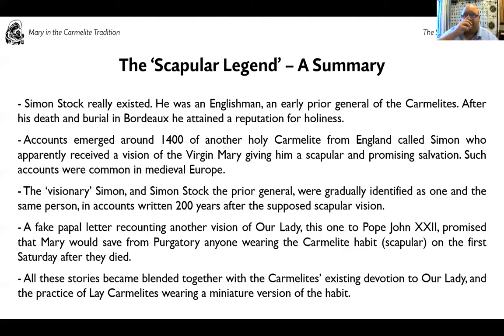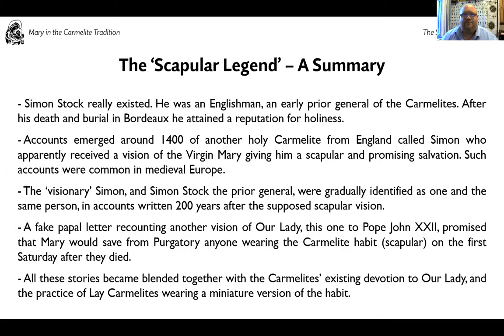Then a fake papal letter recounting another vision of Our Lady, this one to Pope John XXII, promised that Mary would save from purgatory anyone wearing the Carmelite habit, scapular, on the first Saturday after they died. And all these stories become blended together with an existing Carmelite devotion to Our Lady and the practice of lay Carmelites and lay friends of the order wearing a miniature version of the habit. That's essentially how the scapular legend came to be.